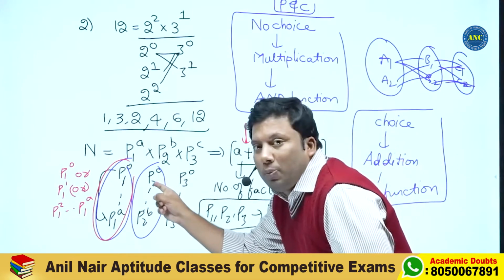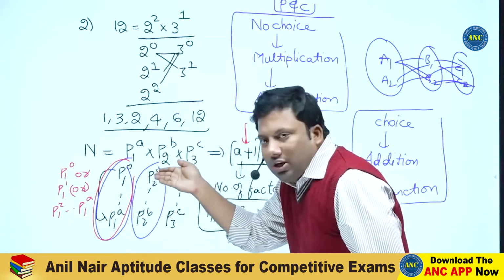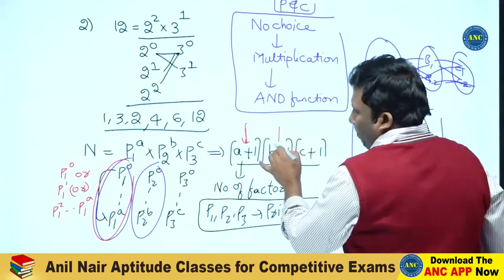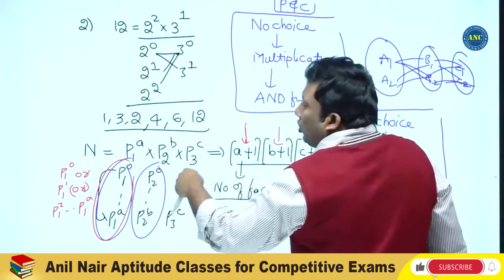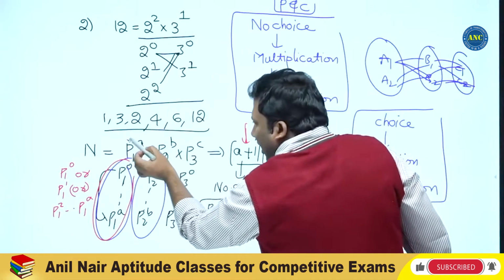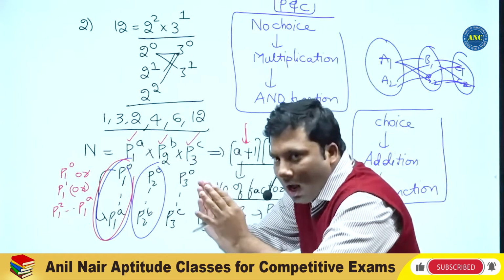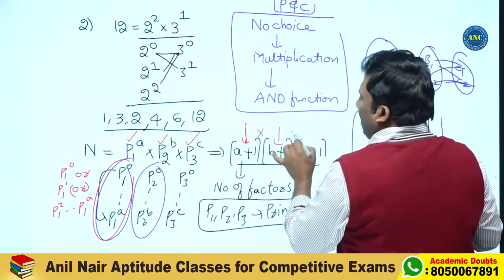Here, P2 power 0, P2 power 1, P2 power B. Either 0 or 1 or B. 0 to B, B plus 1. I should take this. Then to get the number of factors, I should take this and this and this. Only then will I get the combination. And is multiplication. Therefore, it is into.